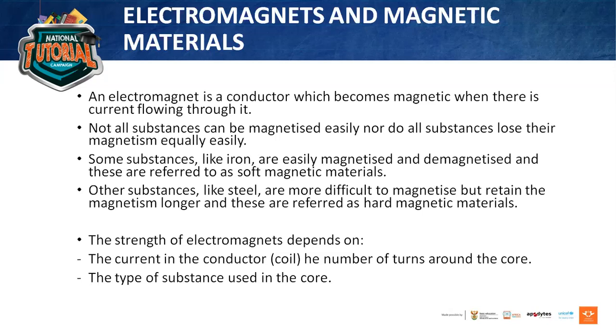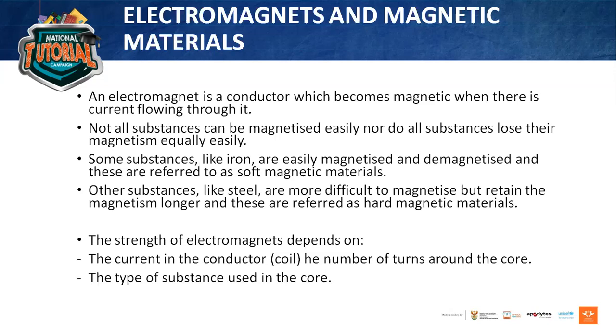Some substances like iron are easily magnetized and demagnetized, and these are referred to as soft magnetic materials because they easily get magnetized. Other substances like steel are more difficult to magnetize but retain the magnetism longer, and these are referred to as hard magnetic material. For you to remember this, you can just think: easy come, easy go. Iron is easily magnetized, but it's also easily demagnetized. Steel takes longer, it's very difficult to magnetize, but when it is, it retains the magnetism for a longer time. That's why it's called a hard magnetic material.